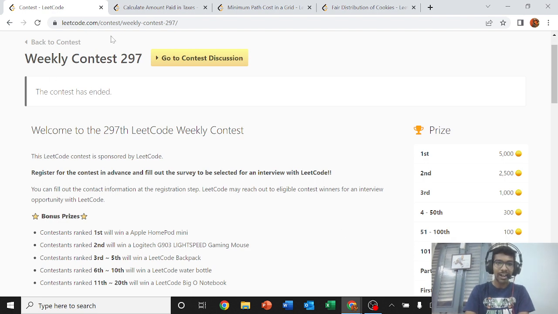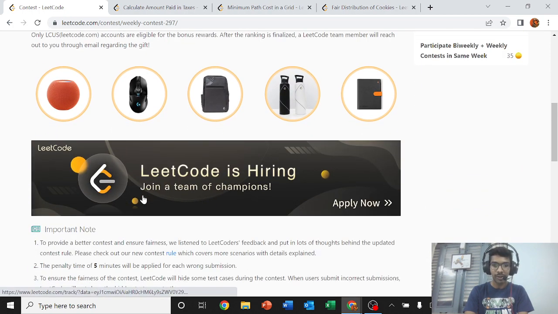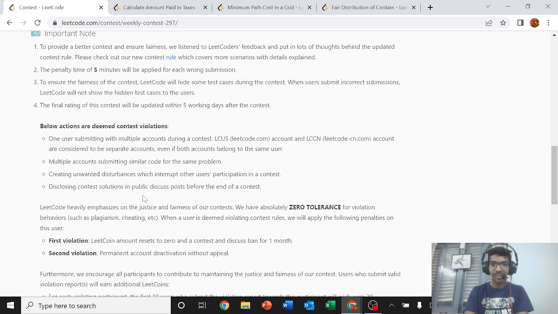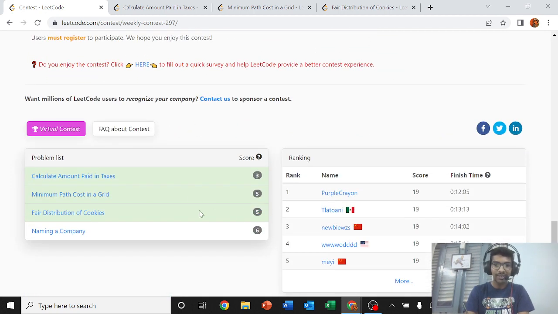Today we had weekly contest 291 on LeetCode. It was my first LeetCode contest after a layoff of over one month due to the college semester exams, but now they are finally over. And I managed to solve the first three problems today. So let's quickly walk through the solutions.